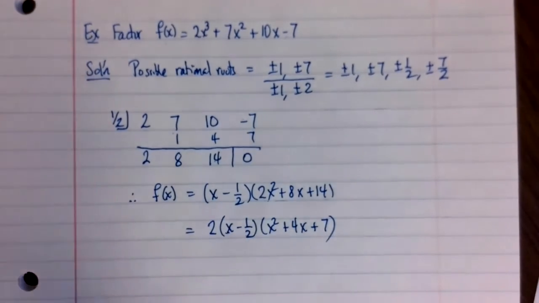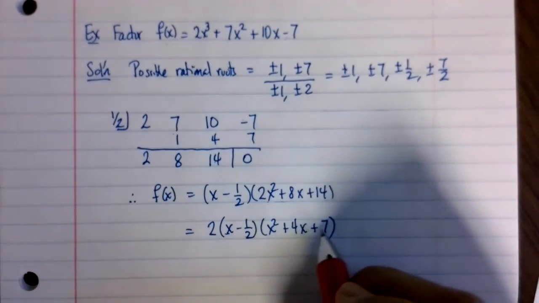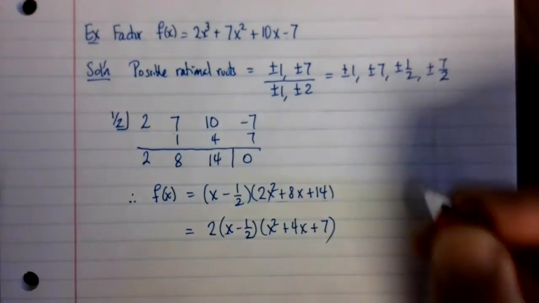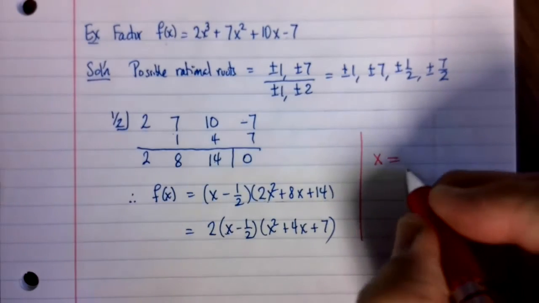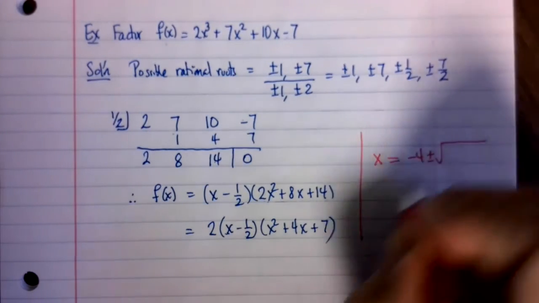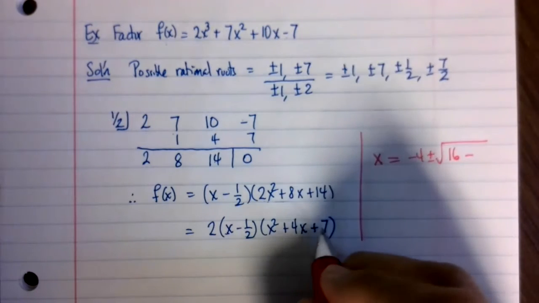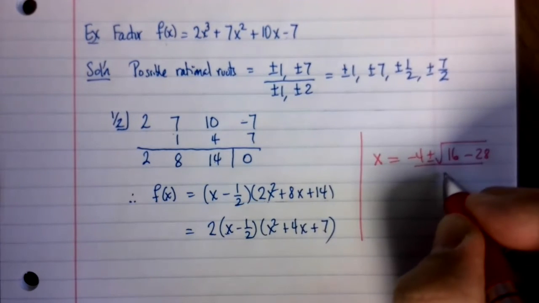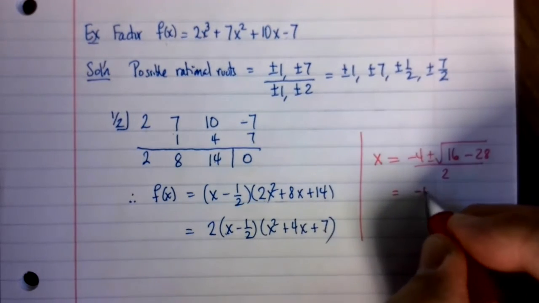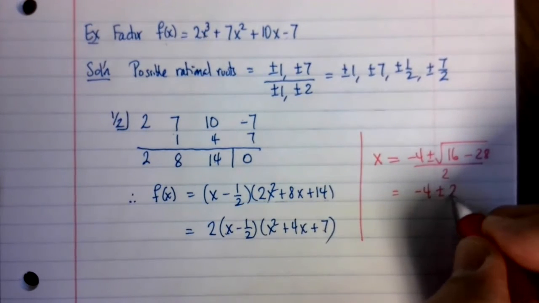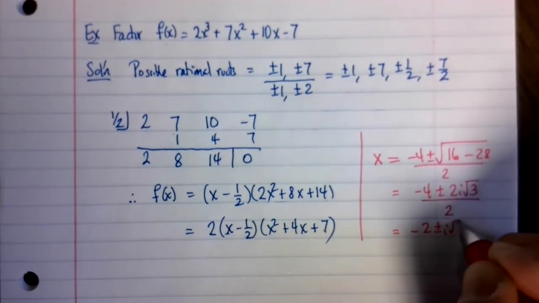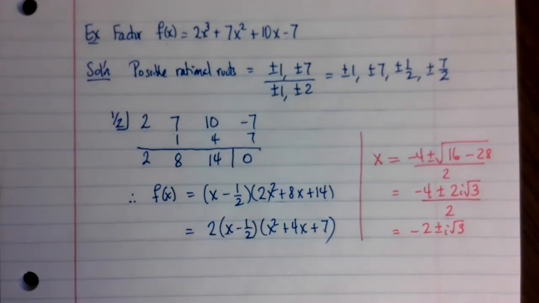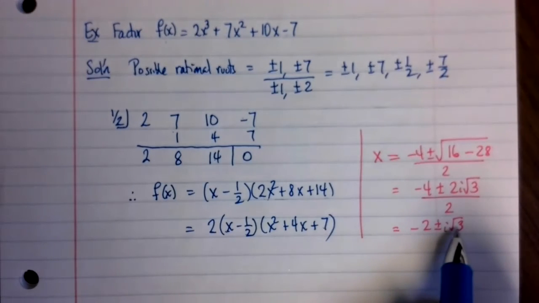Now to factor the quadratic, I can use any technique at my disposal. In this case, I have to use the quadratic formula to find the roots of this quadratic. So I'm going to do the side work over here in pink. x is equal to negative 4 plus or minus the square root of b squared, 16, minus 4ac, 28, all over 2. So this works out to be negative 4 plus or minus the square root of negative 12, which is 2i square root of 3, over 2, or negative 2 plus or minus i square root of 3. And so there are my 2 complex roots.